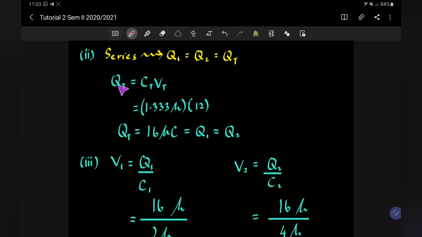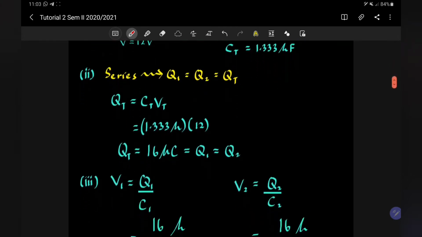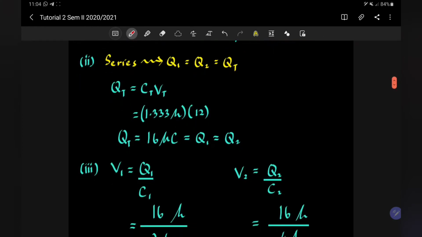So we just calculate Q total using Q total equals C total times V total. C total is what we calculated before. Substitute here, and V total is the potential supply, which is 12 volt. By substituting these two values, you will get Q total, so Q total equals 16 microcoulomb, where Q total still equals Q1 and also Q2.